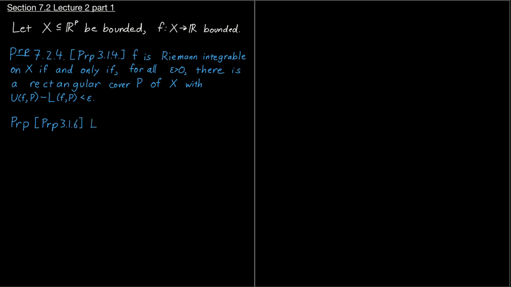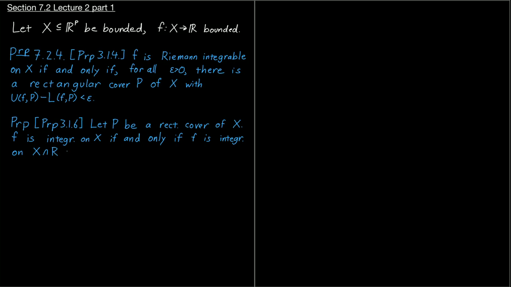We have that, let's let P be a rectangular cover of X. Then F is integrable on X if and only if F is integrable on the set X intersect R for all R in our rectangular cover. And if either of these are true, then the integral of F is the sum of the integrals. The integral over all of X is the sum of the integral over all of the pieces.